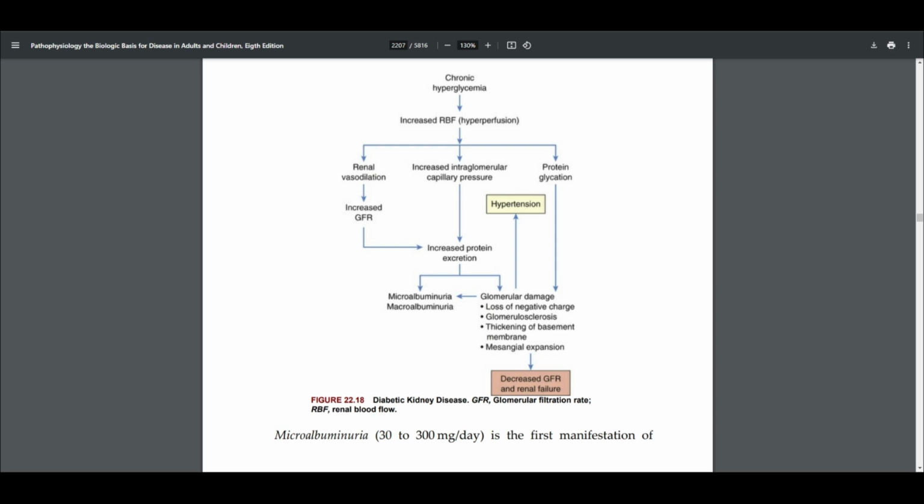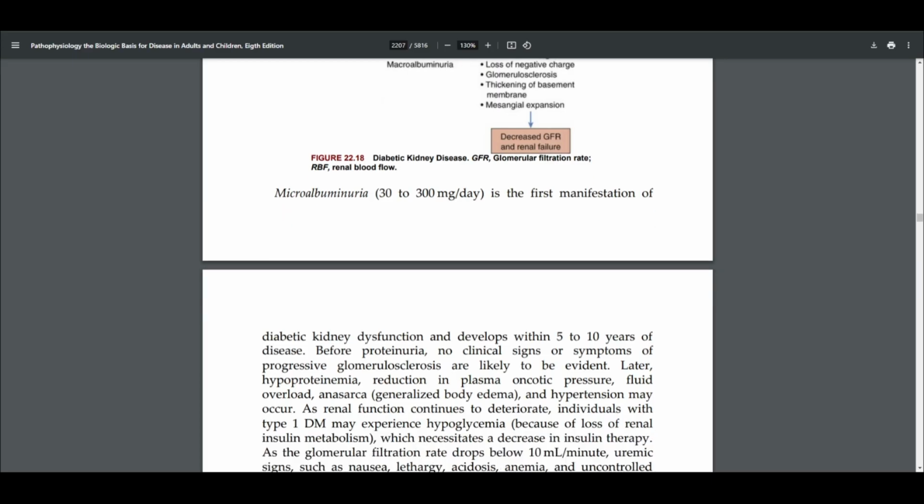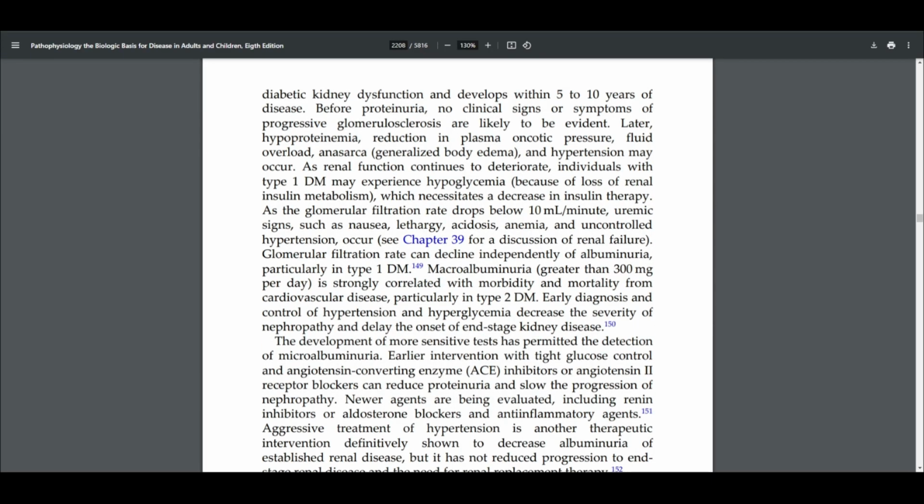Your microalbuminuria is the first manifestation. Diabetic kidney dysfunction can develop within 5 to 10 years of disease. Before proteinuria, no clinical signs or symptoms of progressive glomerular sclerosis are likely to be evident. Later, hypoproteinemia, reduction in plasma oncotic pressure, fluid overload, anasarca, and hypertension may occur as renal function continues to deteriorate.